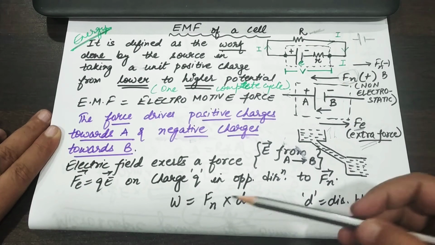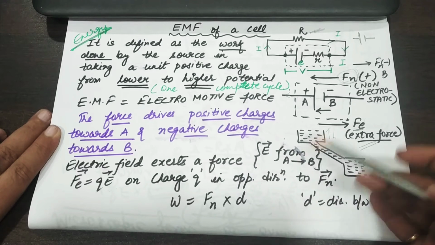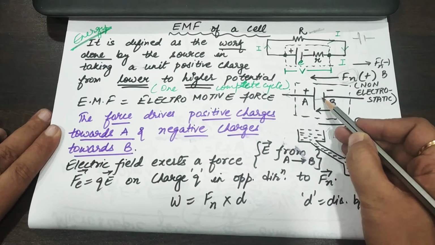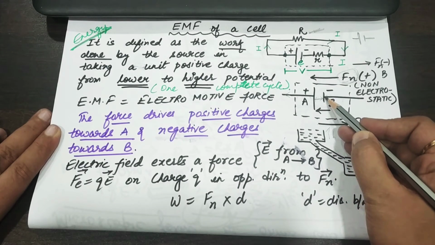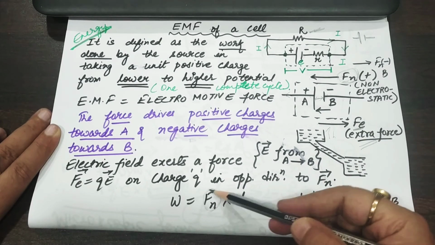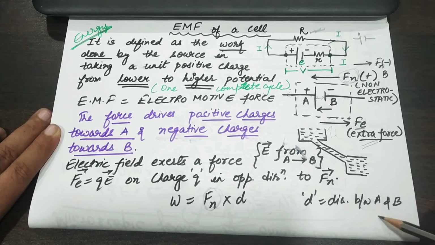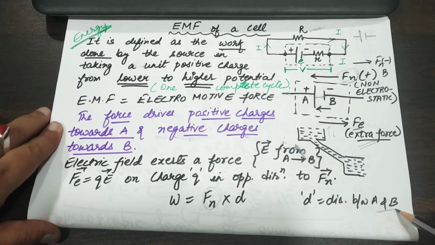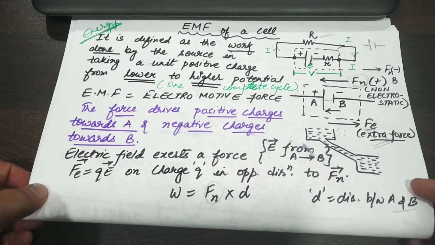So we know that work done is force into distance. Now this distance is the distance between these two terminals of the cell. So work done is given by the force, which is non-electrostatic in origin, into the distance between the plates A and B. Right?